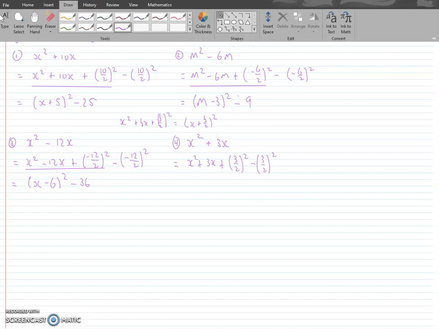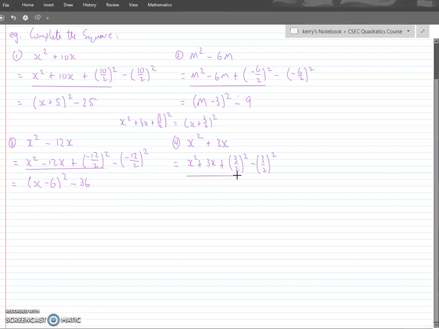Now, the first three terms, as we saw from above, x squared plus bx plus 3 over 2 squared, could be factorized into those brackets, x plus b over 2, which is 3 over 2 squared. And now minus 3 over 2 squared. Remember you need to know some powers for this. Anything squared is that something by itself. So 3 over 2 squared means 3 over 2 by 3 over 2.